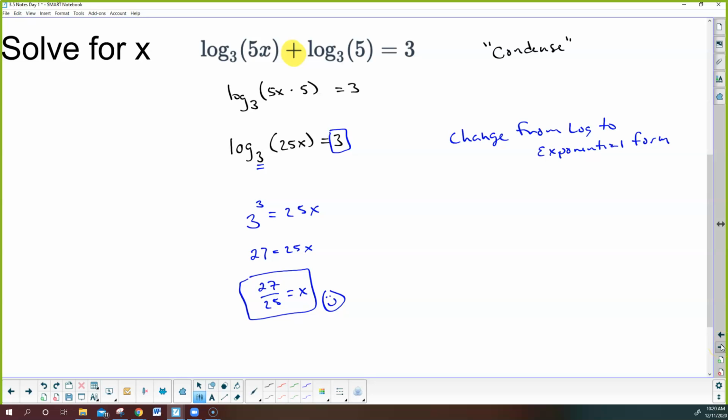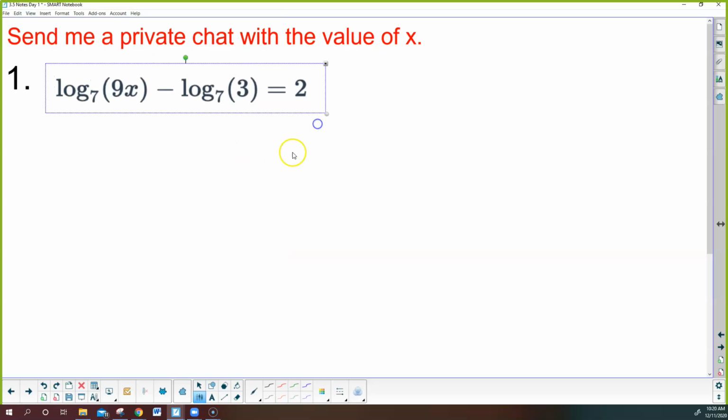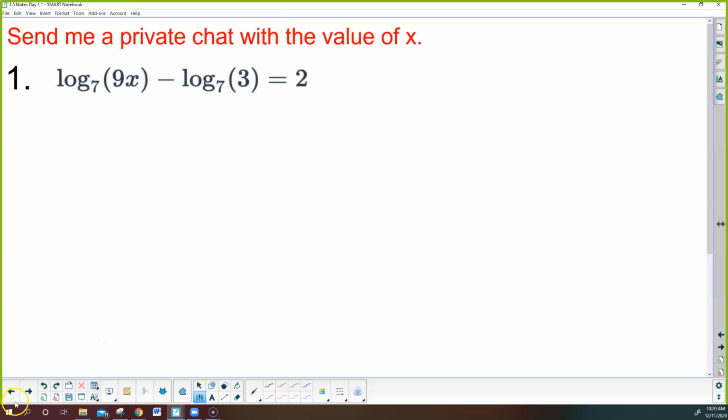All right, I'm going to have you try another problem, and I want you to chat me the answer. The only hint I'm going to give you is take a look at this one. So first thing we have to do is condense, right? And we have to deal with that subtraction piece first. So when we have subtraction of two logs with the same base, we can rewrite that, keeping the log of the same base, but then we divide. So there's your first step, right? When you see subtraction, think it's really rewritten as the division.